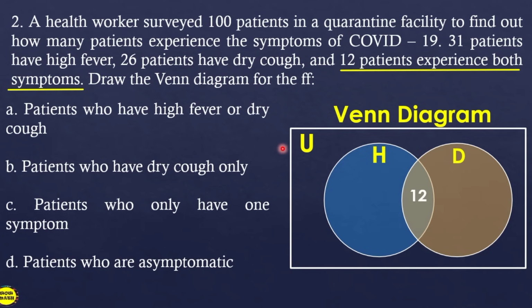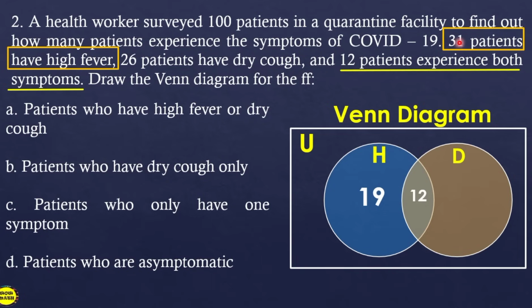Okay. Next. Sabi rito, we have 31 patients have high fever. So, yung 31 daw na patients ay merong high fever. Okay? So, dun sa 31, 12 of those ay meron ding dry cough. So, ibig sabihin, ima-minus natin yung 31 doon sa 12. So, 31 minus 12, that is 19.